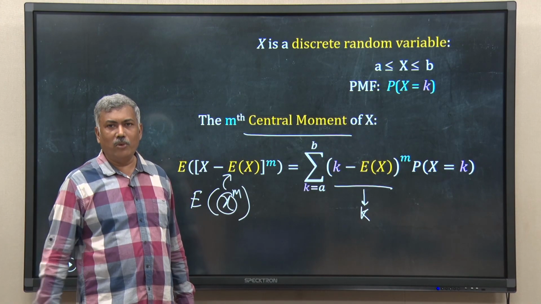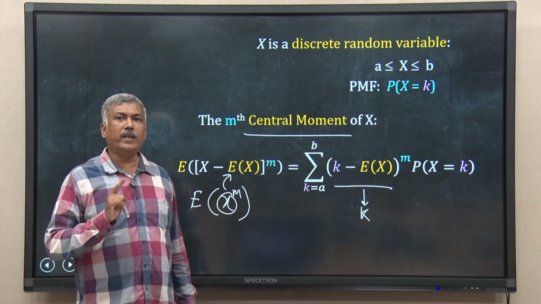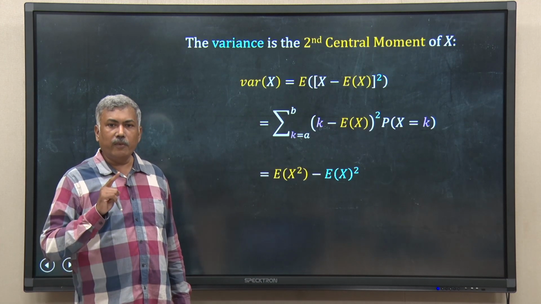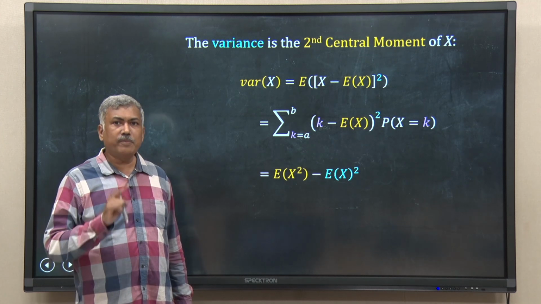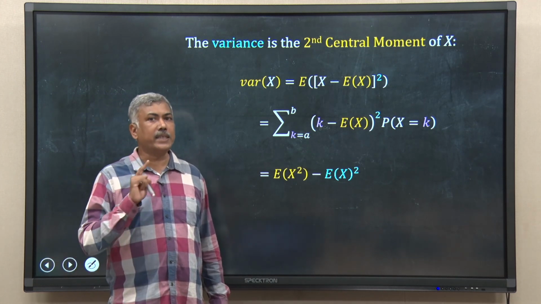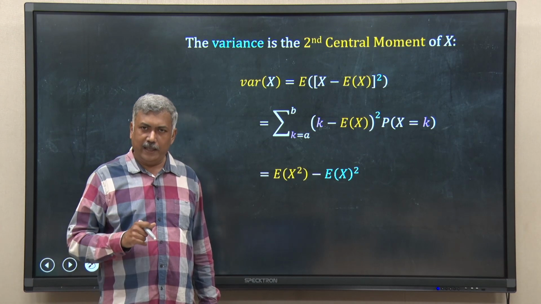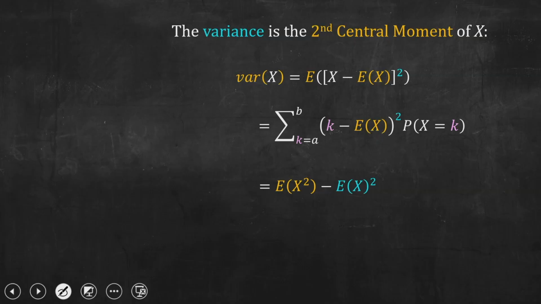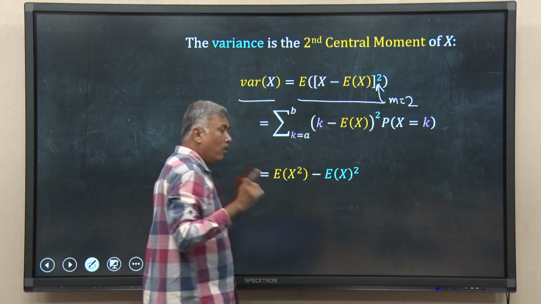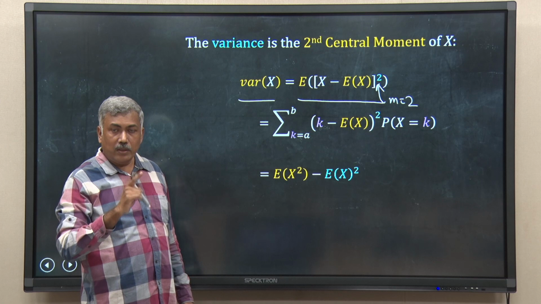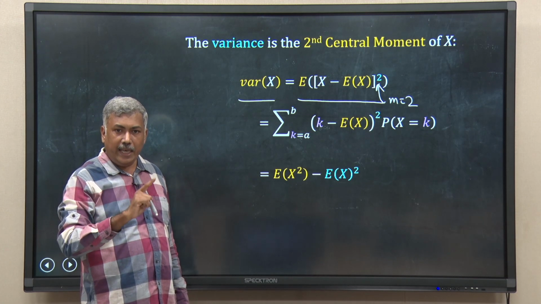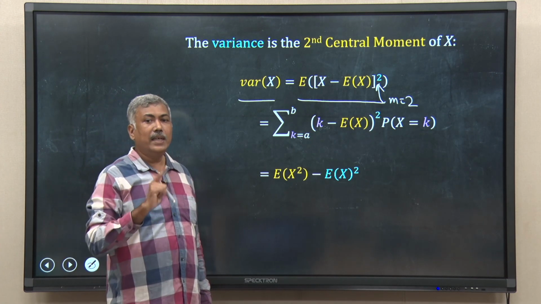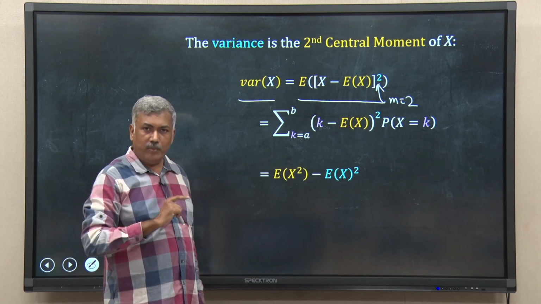Now, one central moment is very important for our data analysis course, that is called the variance. Variance by definition is the second central moment. You must have learned variance earlier in some other course. So, variance of x, a random variable, is the second central moment. See here, m is equal to 2 of what? It is the moment we are taking for the centered data, x minus E of x. That is why it is the central moment, the second central moment.